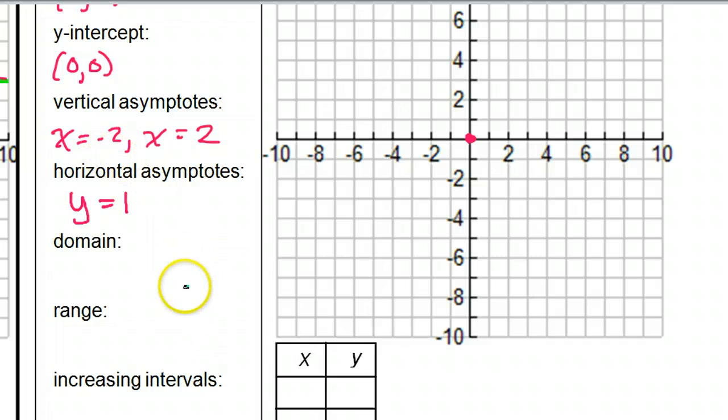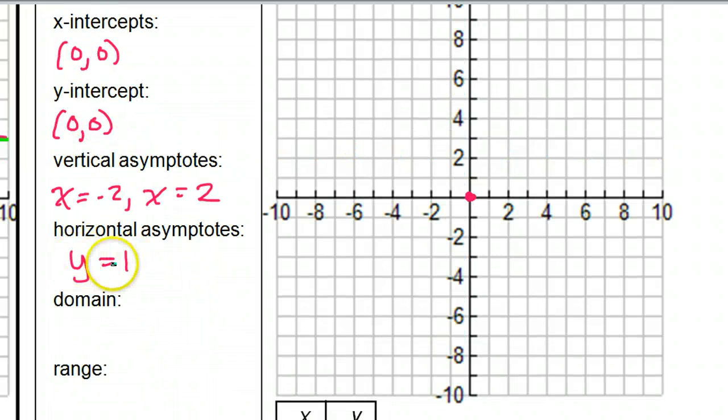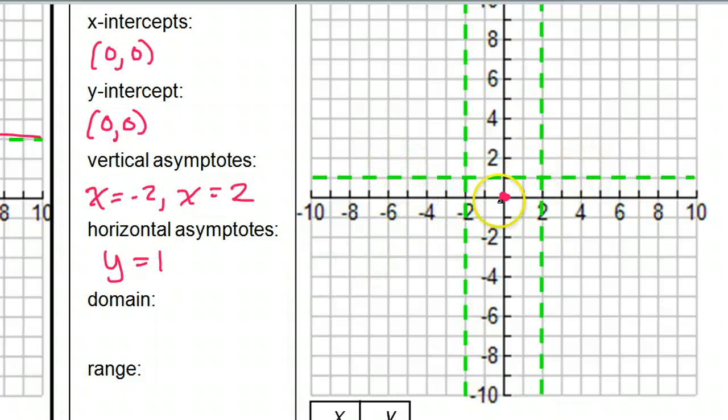So let's graph these three asymptotes. A horizontal asymptote at 1, and these two vertical asymptotes at negative 2 and 2. I'm going to do that off camera. So here are the asymptotes that we discussed.